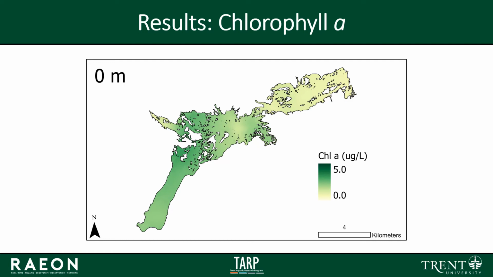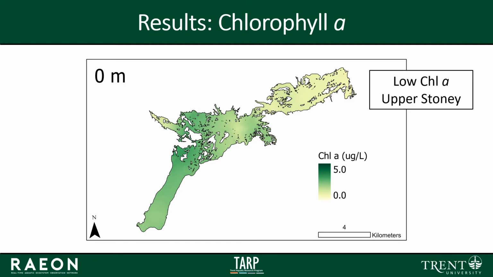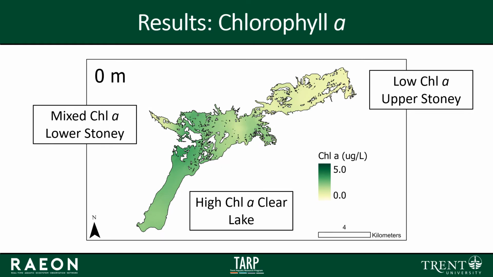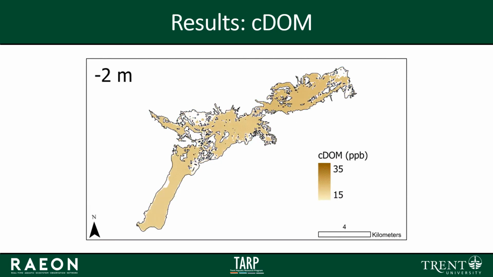If we just look at the surface of the lake, we can see some spatial heterogeneity here. In particular, we see lower chlorophyll concentrations in Upper Stoney, mixed chlorophyll concentrations in Lower Stoney, and higher chlorophyll concentrations in Clear Lake. And these spatial differences likely reflect those differences in water chemistry that I mentioned earlier, with those greater nutrient concentrations in Lower Stoney and Clear Lake acting like a fertilizer to support increased algal growth.